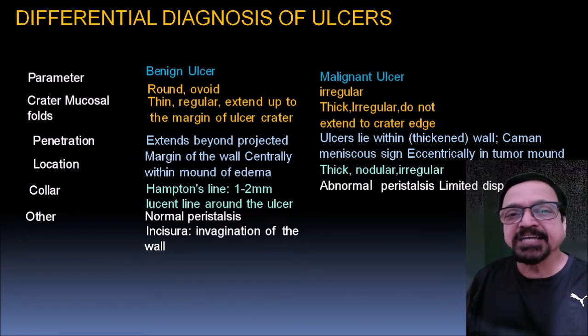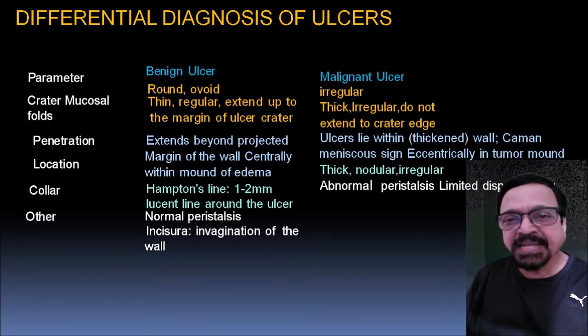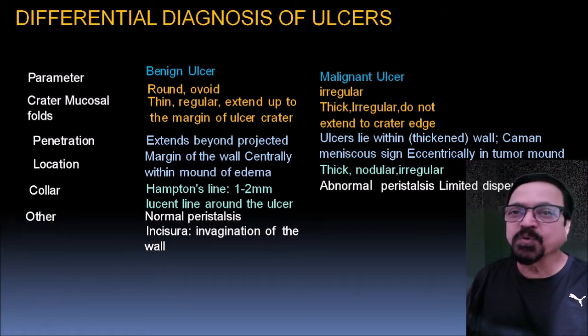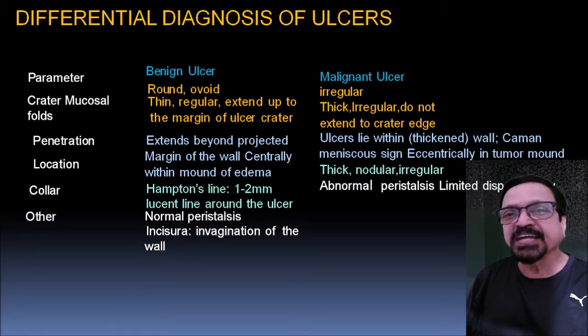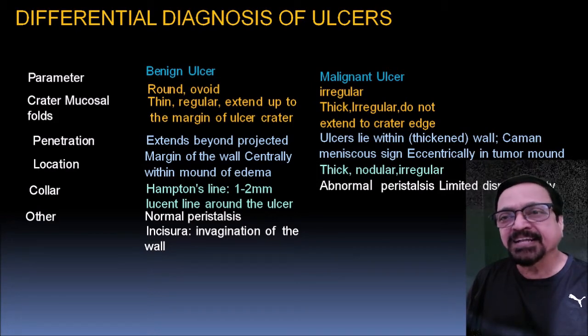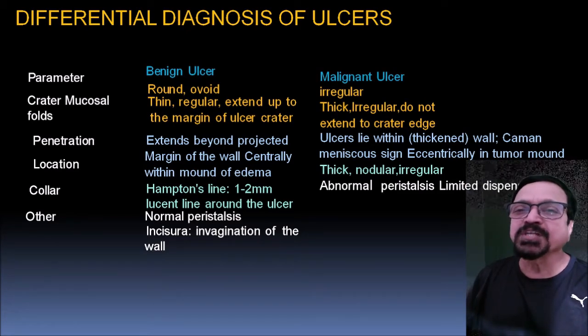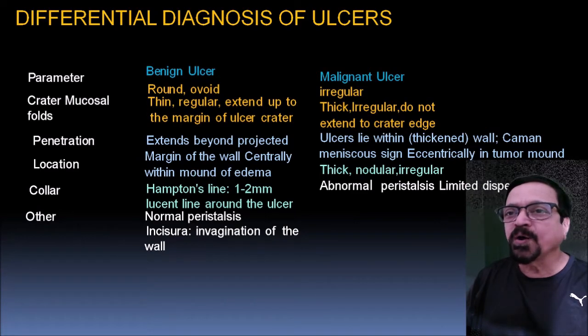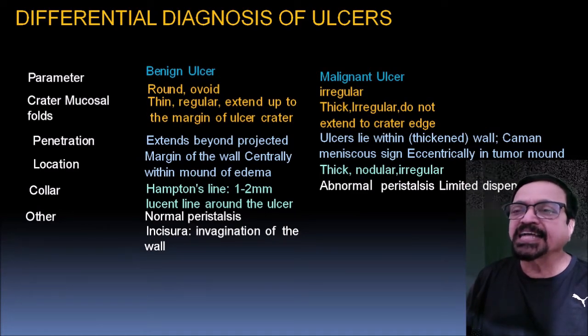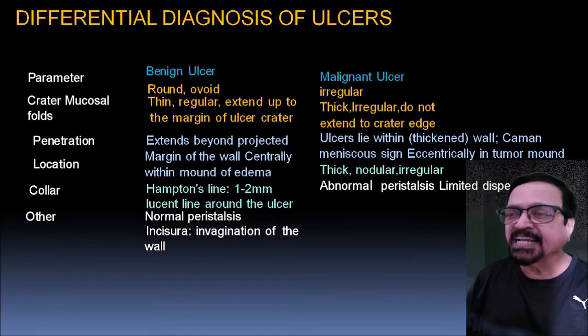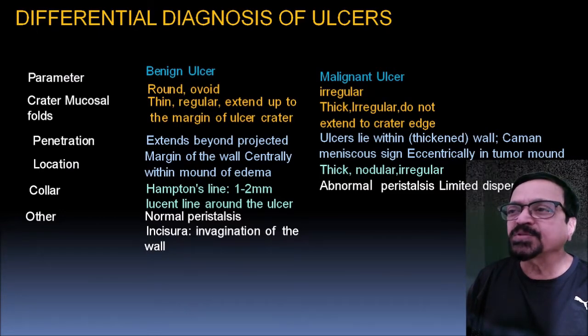Now ulcer appearance on barium is specific. Let's go into detail as to how the malignant and benign ulcers differ on the barium. It starts from the crater mucosal folds. First the benign ulcers: the folds are round, ovoid, thin, regular, and extend up to the margin of the ulcer in benign, while in malignant these are thick, irregular, and do not extend to the crater edge. So that is the first differentiating point.